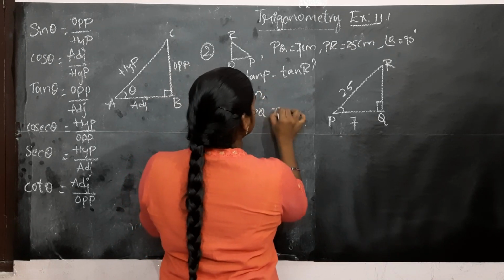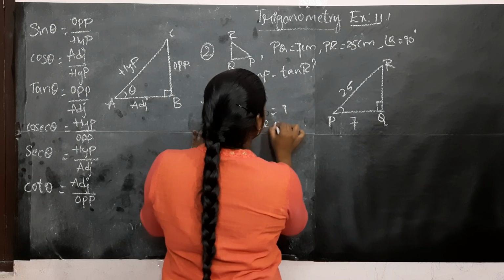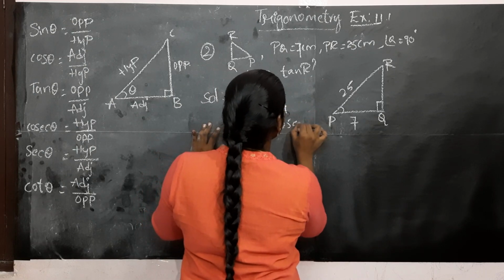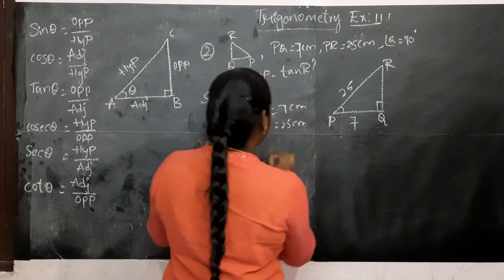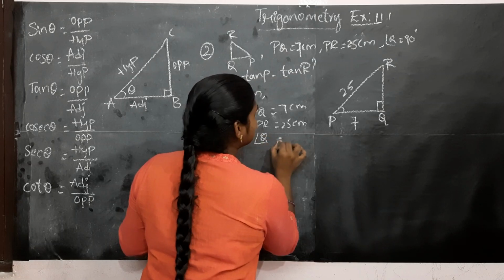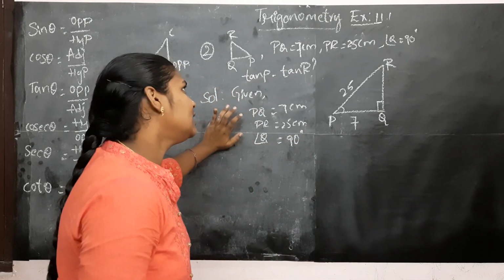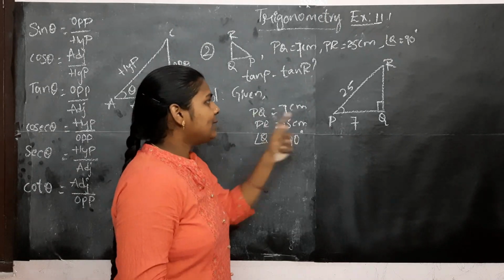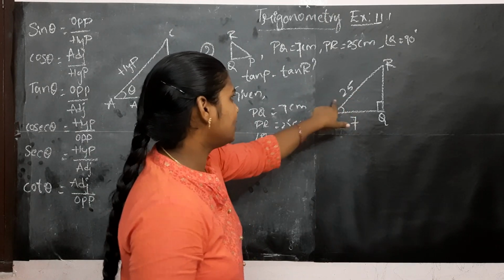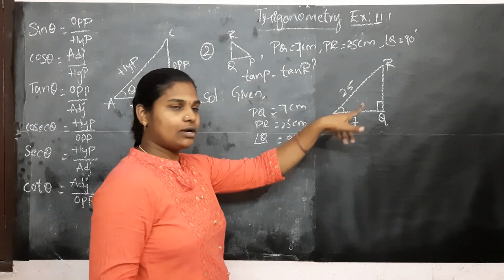PQ is equal to 7, PR is equal to 25 centimeters. It is always good to write this given section so that you will know what is given and what needs to be figured out. Okay, PQ is 7, PR is 25. So how do we figure out QR?